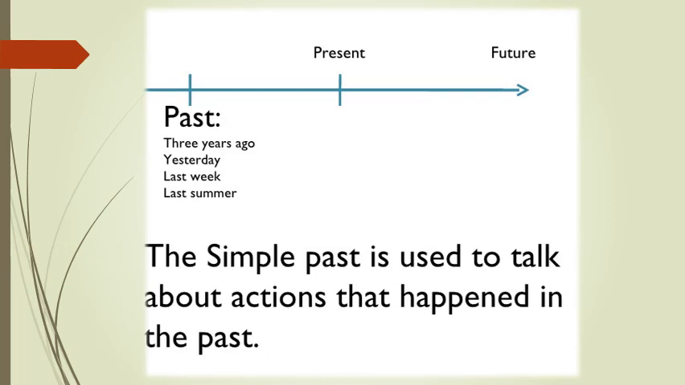Now let's talk about where we use simple past tense. The simple past tense is used to talk about actions that happened in the past. That means we talk about those actions which we have done in the past.